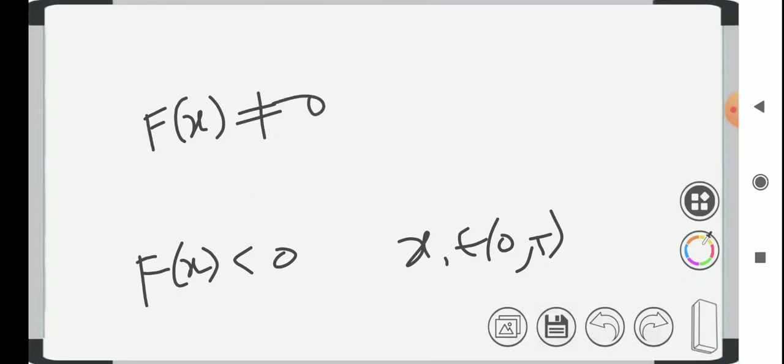This fourth option was a bit involved because it involves the concept of the intermediate value property of continuous functions. The rest are easy, you can easily deduce them. Hence we are done with this question.